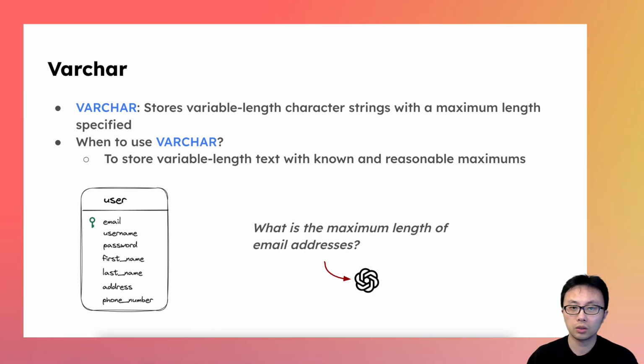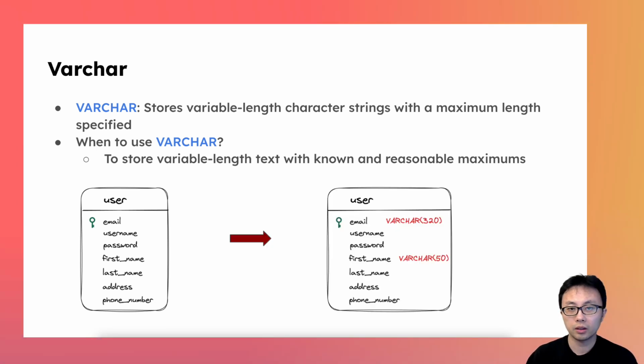This is where generative AI tools can offer a lot of help. The same can be said for common first names. Their length may vary a lot, but it's almost certain to use less than 50 characters. If you don't know that, generative AI tools can offer a lot of help in figuring out the maximum length of VARCHAR data types. So you can declare the data type of the email attribute as VARCHAR 320 and the first name attribute as VARCHAR 50.